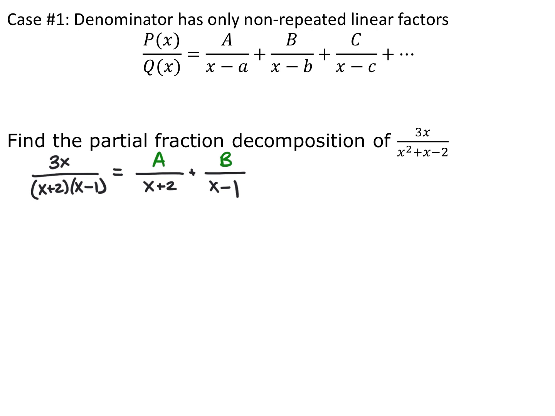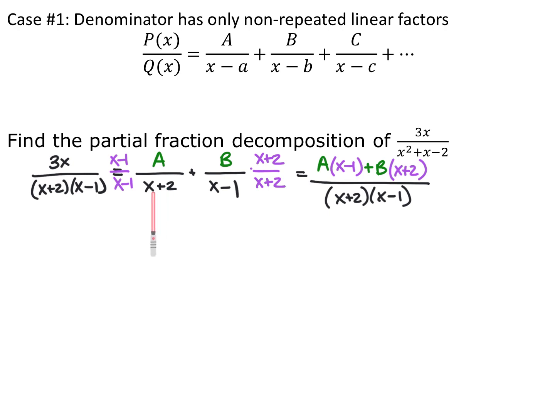Now what we're going to do is essentially work backwards. We want to add these together, and so we need to make a common denominator and go the other direction. So I gave the A the x minus 1 over x minus 1, and I gave the B the x plus 2 over x plus 2 to make our common denominator to kind of work backwards again. So I end up with something like this.